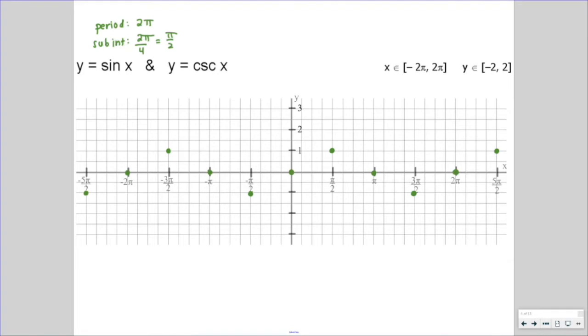And then I'm just going to sketch in the curve here. So this is our sine curve. Okay, and I've got my sine curve graphed, and I'm going to do this in different colors so we can actually see the difference between sine and cosecant.